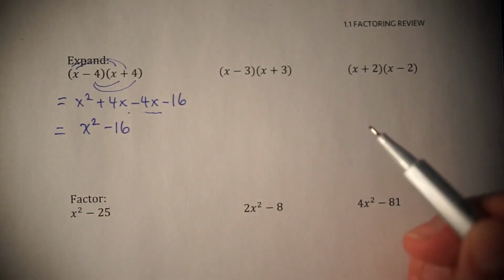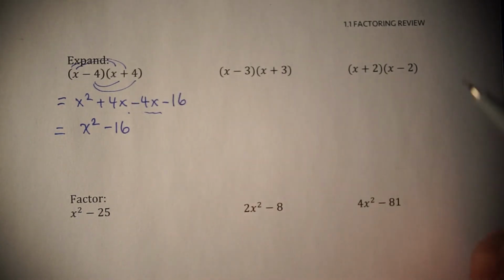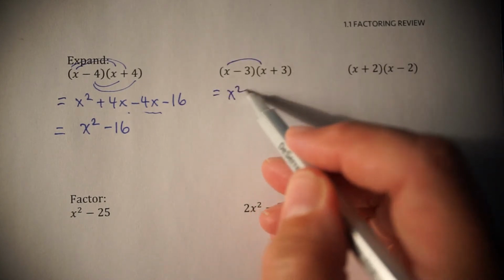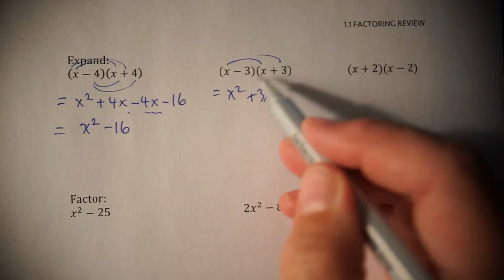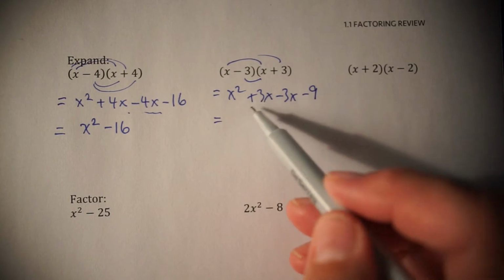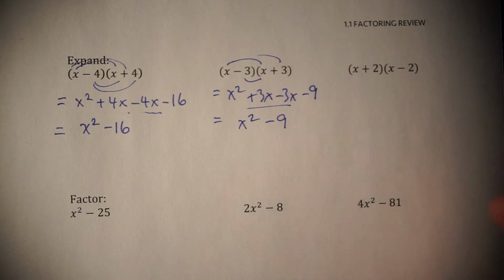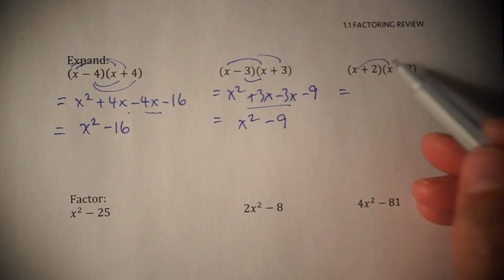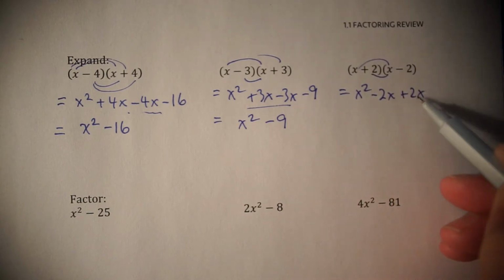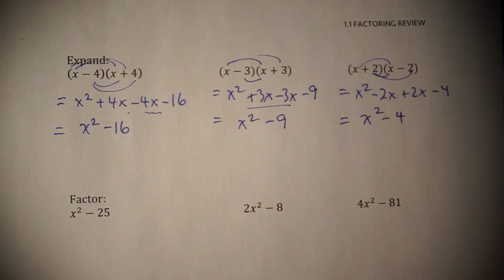So we end up with x squared minus 16. Now usually we would expect that when we expand a binomial, which is 2 terms times 2 terms, we end up with 3 terms, but this one was only 2. So now I'm going to expand the second one. X squared plus 3x minus 3x. We have the same sort of thing happening here. Those two add together to give me 0, so I end up with, again, 2 terms, x squared minus 9. And now the last one, same deal, x squared minus 2x plus 2x minus 4. Oh, same thing's happening. X squared minus 4.